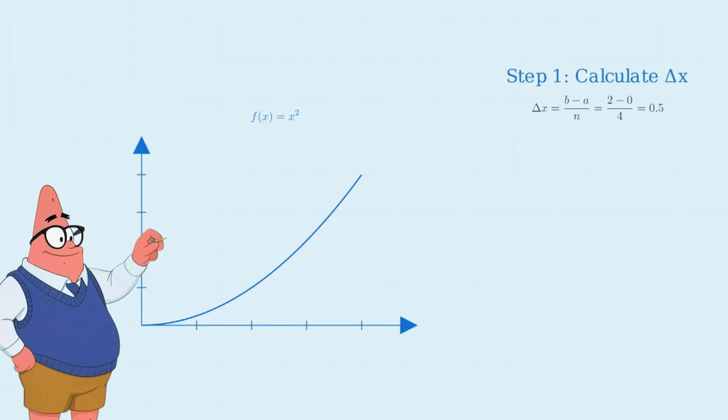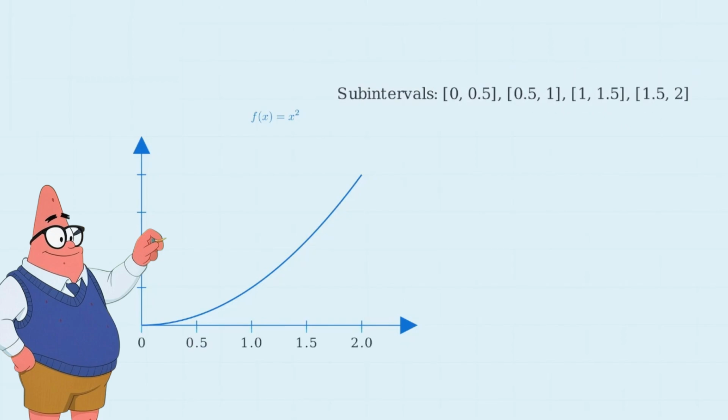First, we calculate delta x, which is the width of each rectangle. Delta x equals b minus a divided by n, which gives us 2 minus 0 divided by 4 equals 0.5. This creates 4 subintervals: 0 to 0.5, 0.5 to 1, 1 to 1.5, and 1.5 to 2.